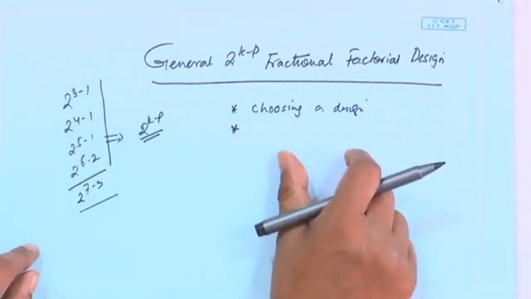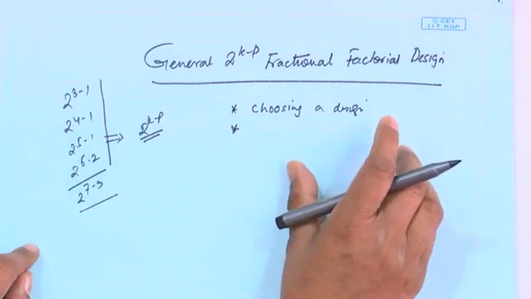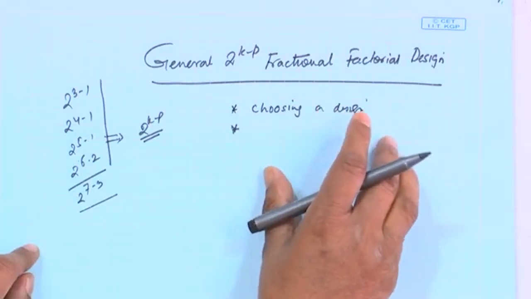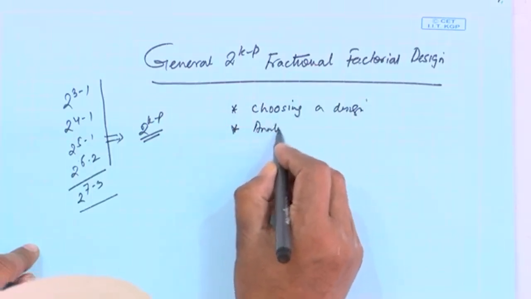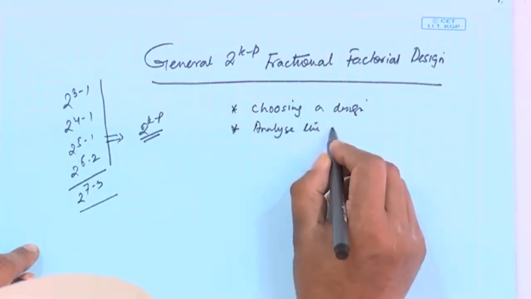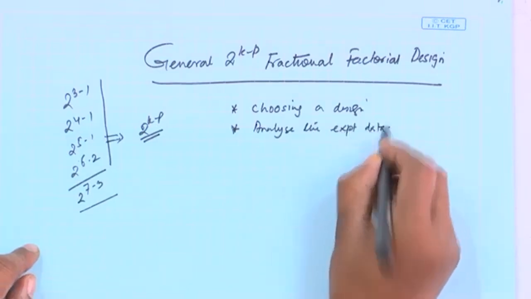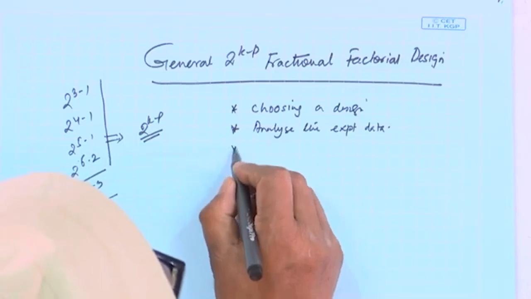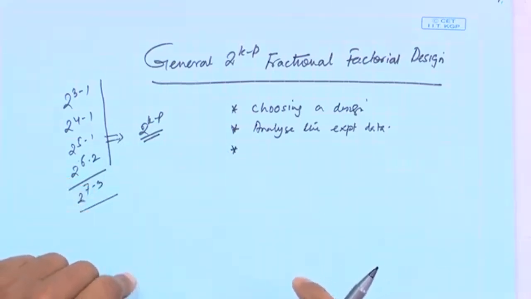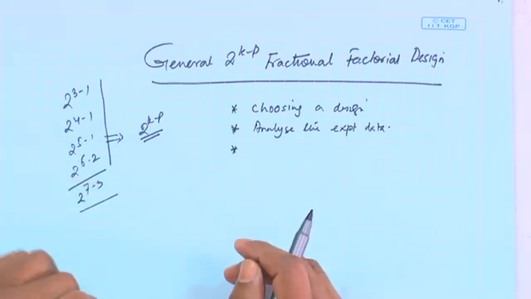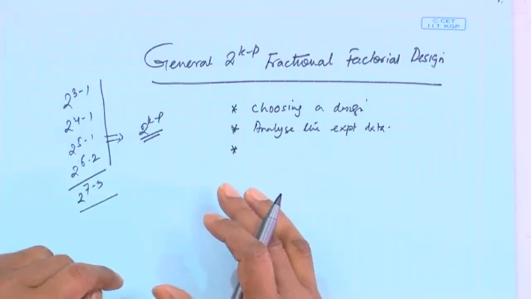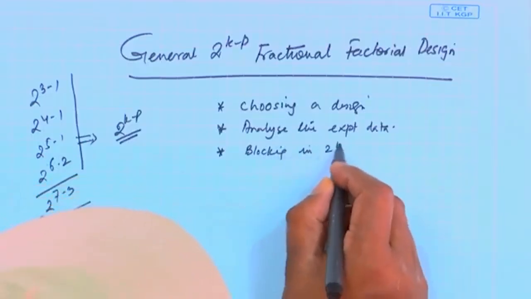So, what should be the correct or appropriate fractional factorial design? Then the second one is, once you choose the design, you will run the experiment and get the experimental data, then you will analyze the experimental data. And you may find that there will be situations where, even in the fractional factorial case, you cannot complete all the 2 to the power k minus p runs in a single homogeneous condition. Under such a situation, you require blocking. So, we will give an idea of blocking in the 2 to the power k minus p design.